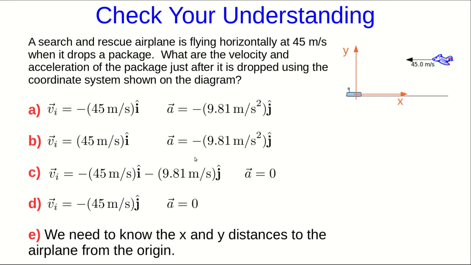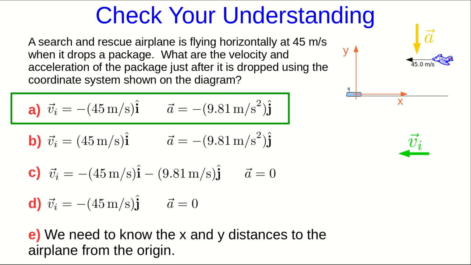So here's the question I asked at the end of the previous part of this lecture, and hopefully you understand that the acceleration is straight down. After it's released from the plane, this package is a projectile, and its initial velocity is just the velocity of the plane. And so that tells us that VI is directly to the left. And so the answer is A.